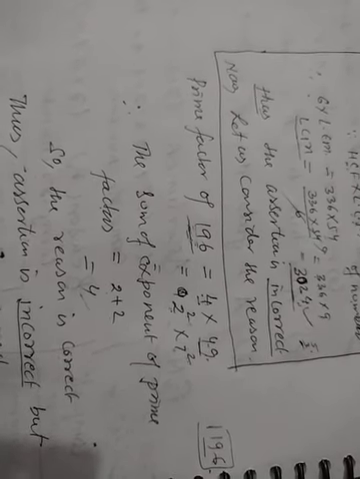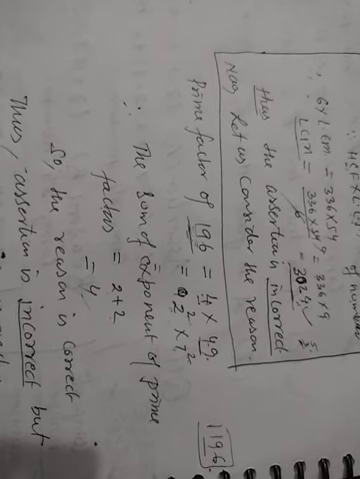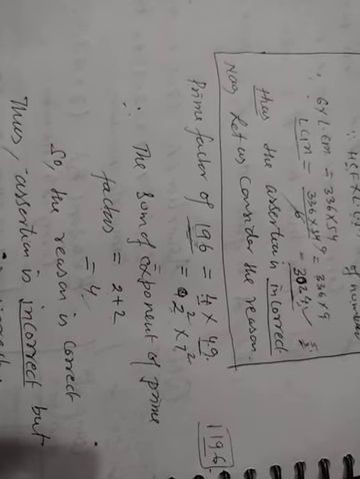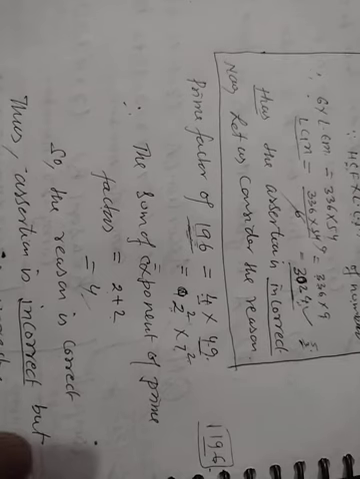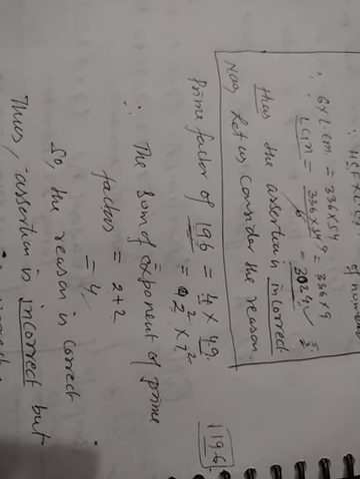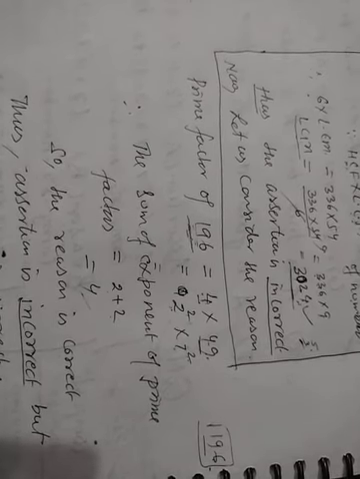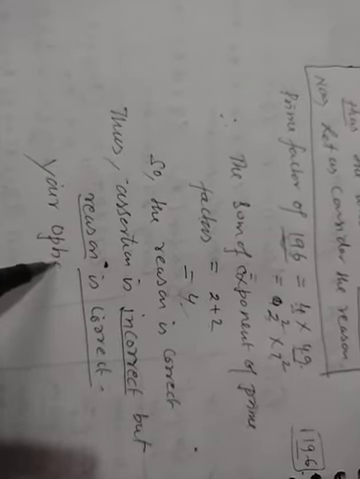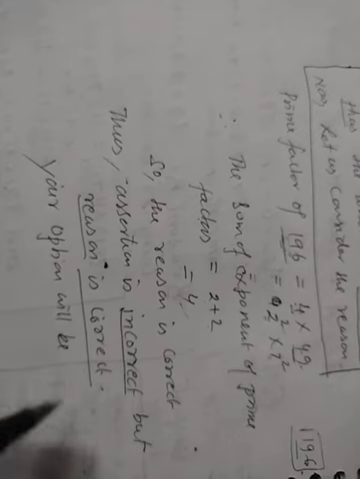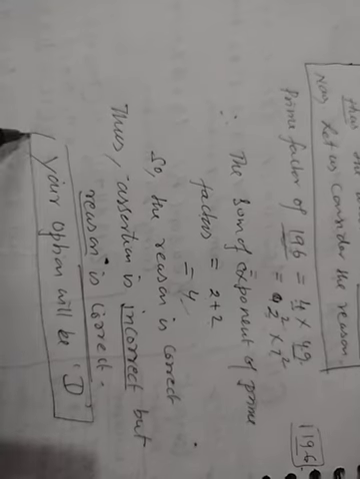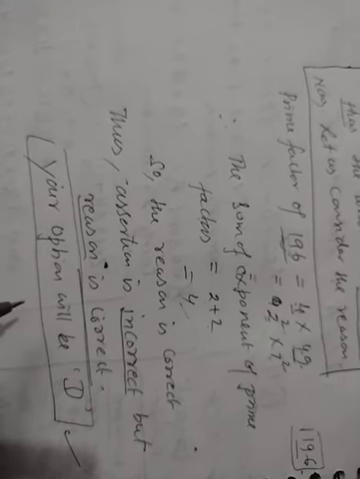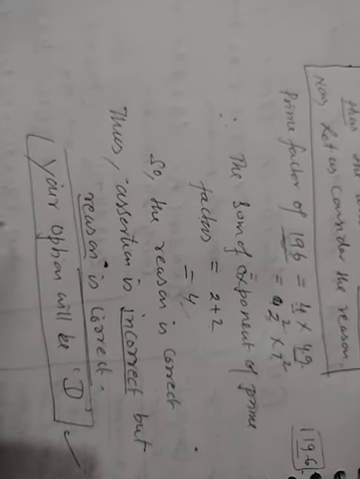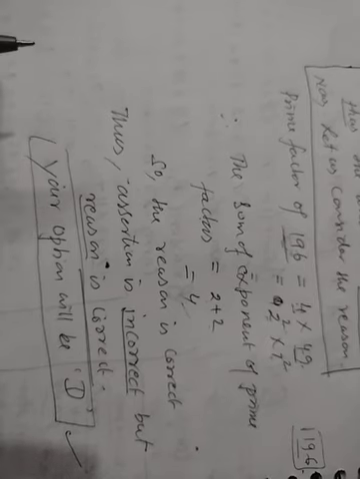Then in this case, what is your answer? If the assertion is incorrect and the reason is correct, then your answer will be D. Your option will be D. A is false, R is true.